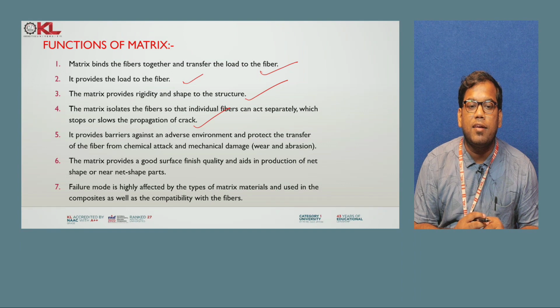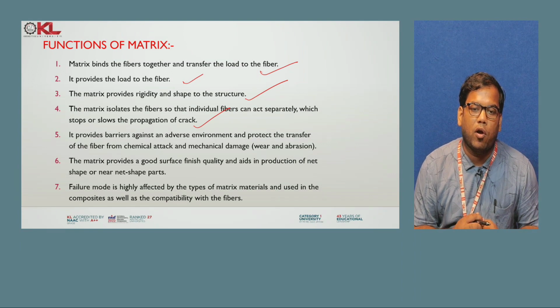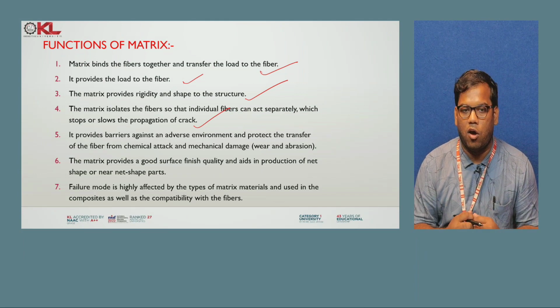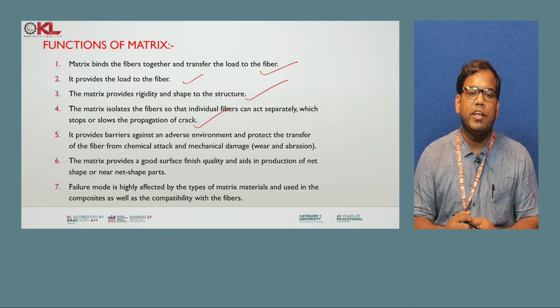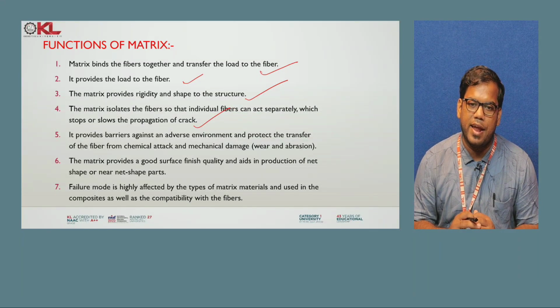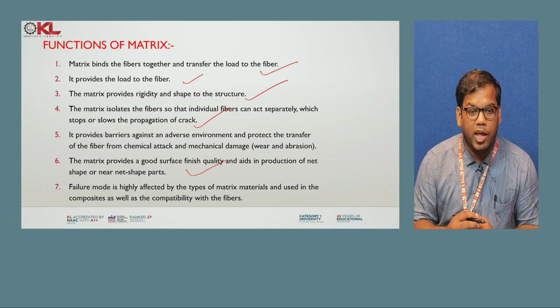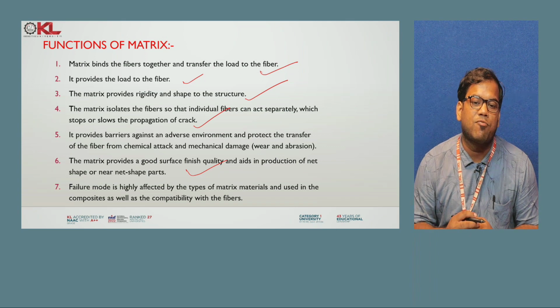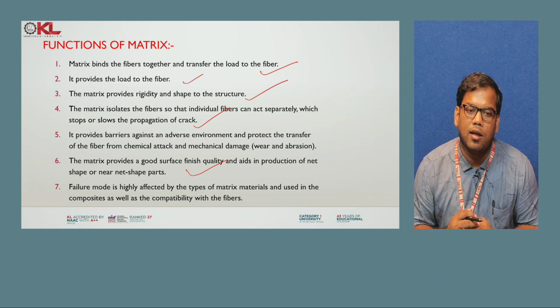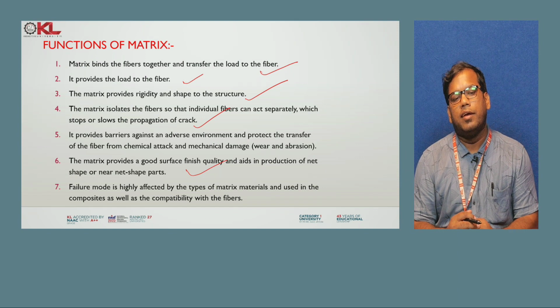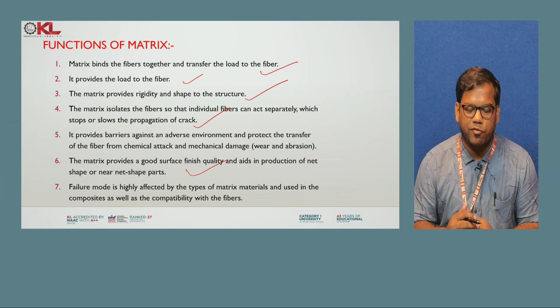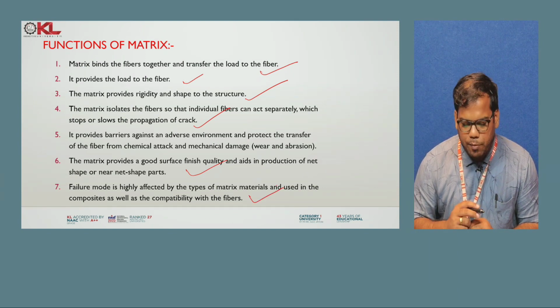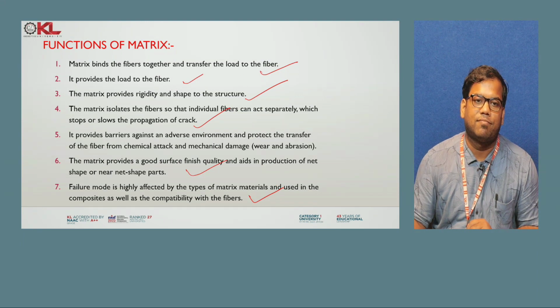It provides a barrier against an adverse environment and protects the fiber from chemical attack or mechanical damage such as wear and abrasion. The matrix provides a good surface finish quality and aids in production of net shape or near shape parts. Failure mode is highly affected by the type of matrix material used in the composite as well as its compatibility with the fiber. So it shows the importance of the matrix material.